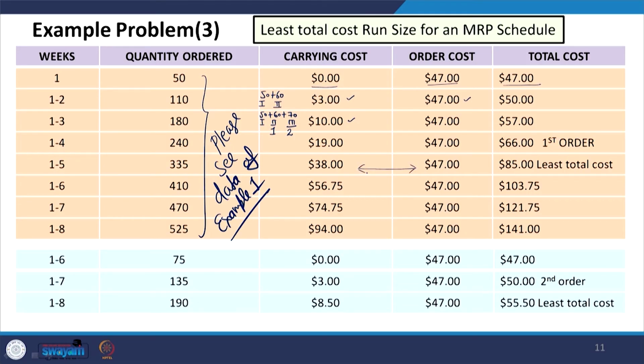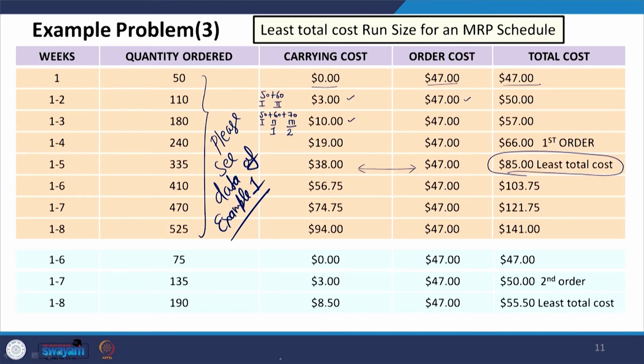So, this is your least cost calculation, where 38 and 47 are relatively balanced, and therefore this is used as least total cost. Then you see another combination, 16, 17, 18, and when you have understood that your first order is of 335 units, then how much you will order for the remaining periods?